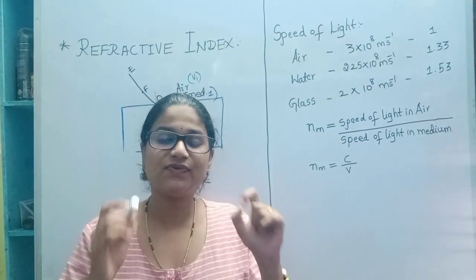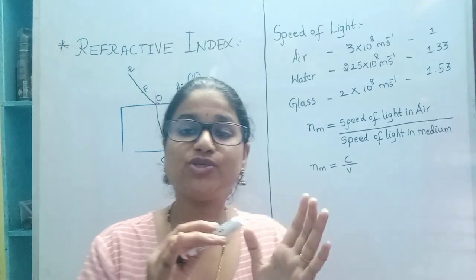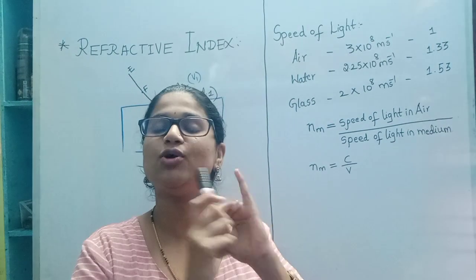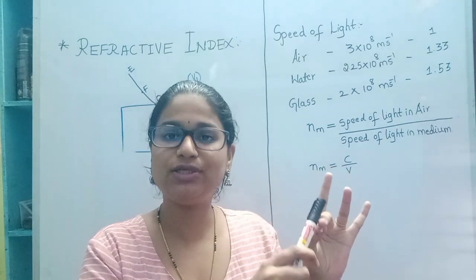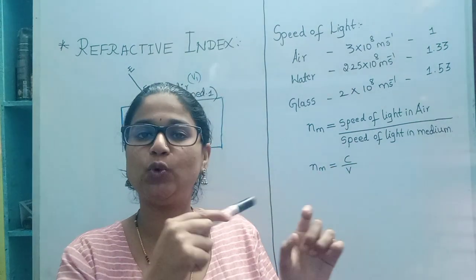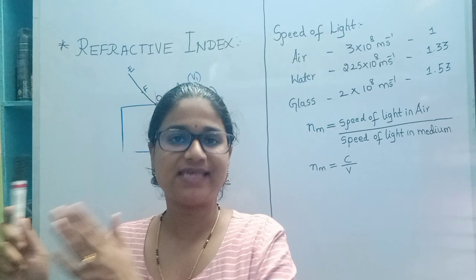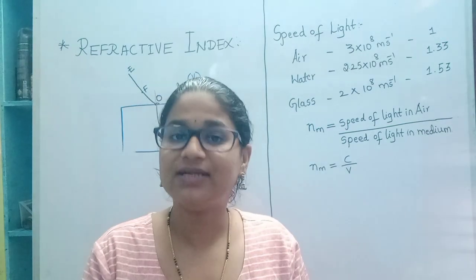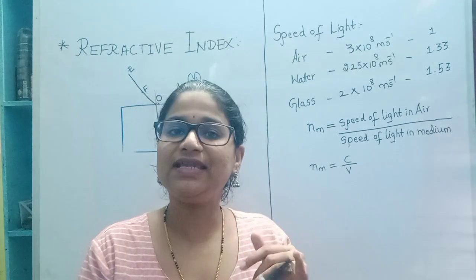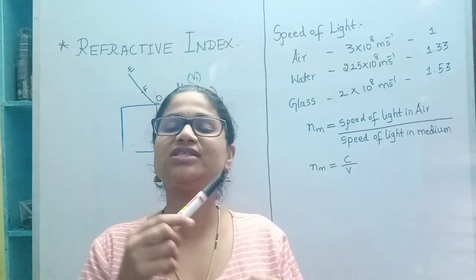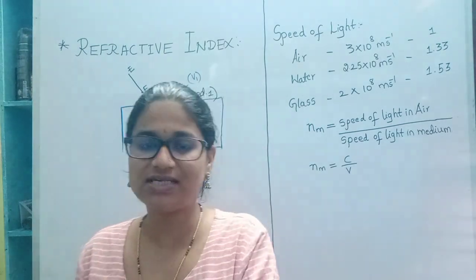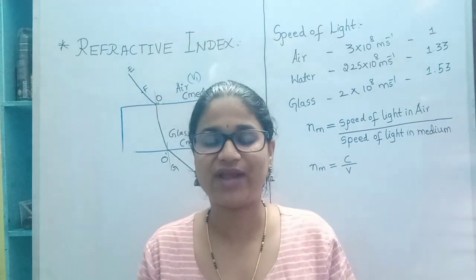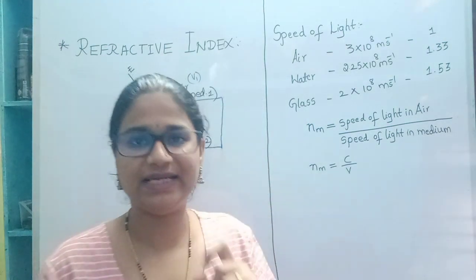In the last class, we also studied the laws of refraction, where the first law of refraction says the incident ray, the refracted ray and the normal at the interface of two mediums will be in the same plane. And the second law tells us that the ratio of the sine of the angle of incidence to the sine of the angle of refraction gives a constant, which is considered as the refractive index of that medium.